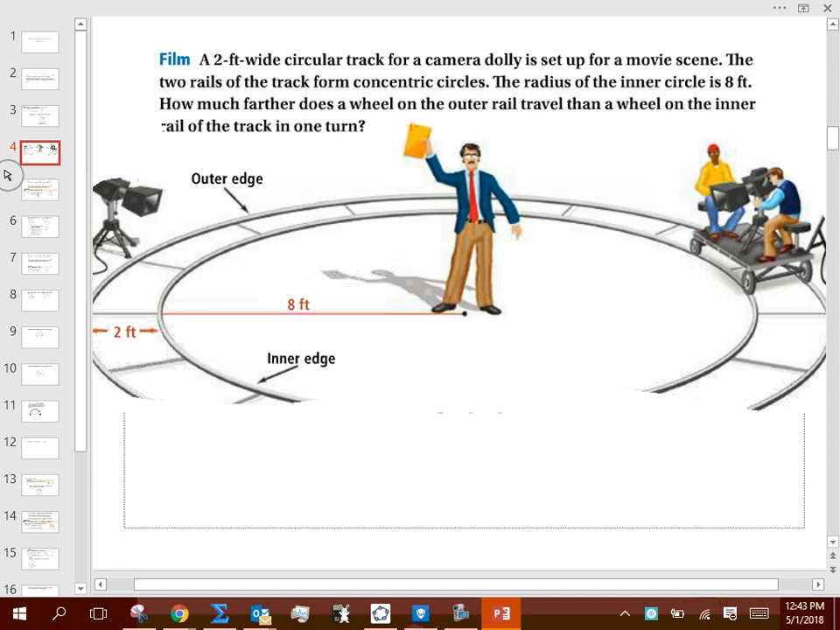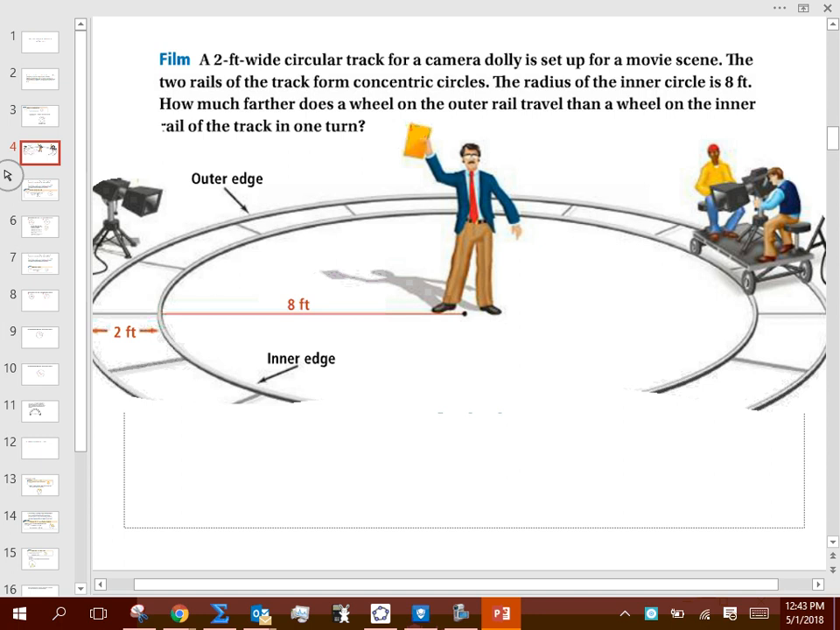It says the two rails of the track form concentric circles. The radius of the inner circle is 8 feet. How much further does the wheel on the outer rail travel than the wheel on the inner rail? So essentially, this thing's going to go all the way around and come back to where it's at, right? So it travels the circumference of this track, correct?